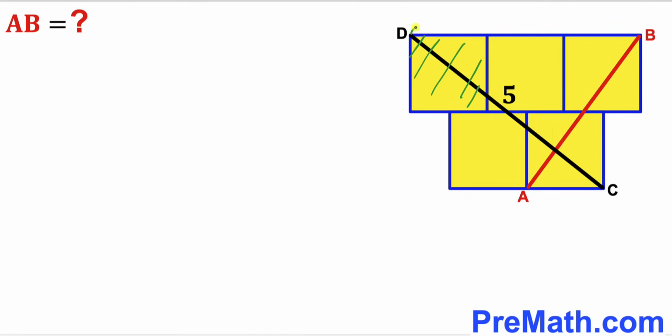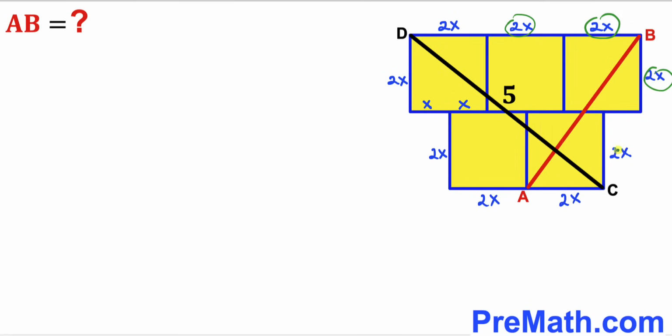I'm going to label its side length as 2 times x, and likewise this side length is going to be 2 times x as well, since they are the squares. And since these two segments are equal in length, this segment is going to be half of this 2 times x. So this is going to be x, and this is going to be x as well. And since we are dealing with all these identical squares, all these side lengths of these squares are going to be 2 times x across the board.